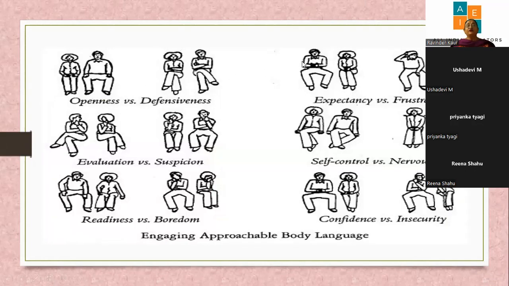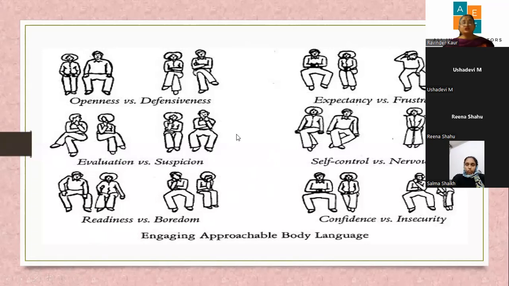Now, what is the body saying? Openness versus defensiveness. If you sit like this, you are ready to take all that is being told to you. Supposing you sit with folded arms, then what happens? It means I'm not going to listen to you, whatever you may say, isn't it? Evaluation, thinking. Suspicious, the one who gives you a frown like that. Readiness or boredom. You are bored. You don't want to look at the speaker at all when you sit like this.